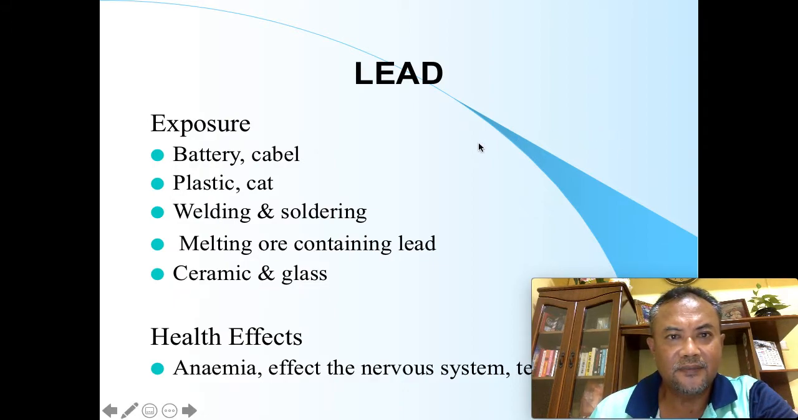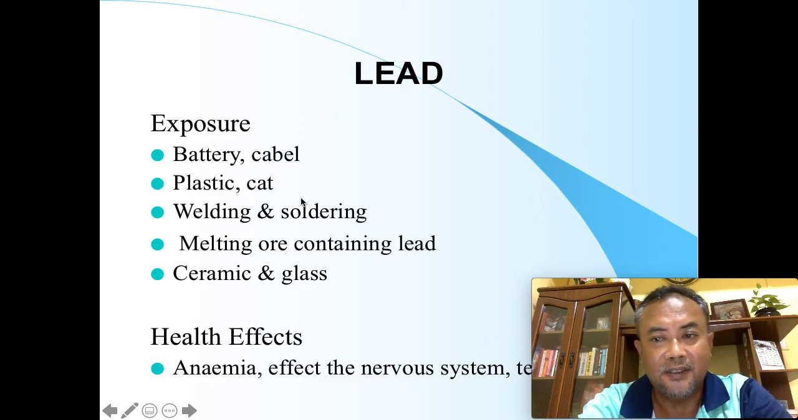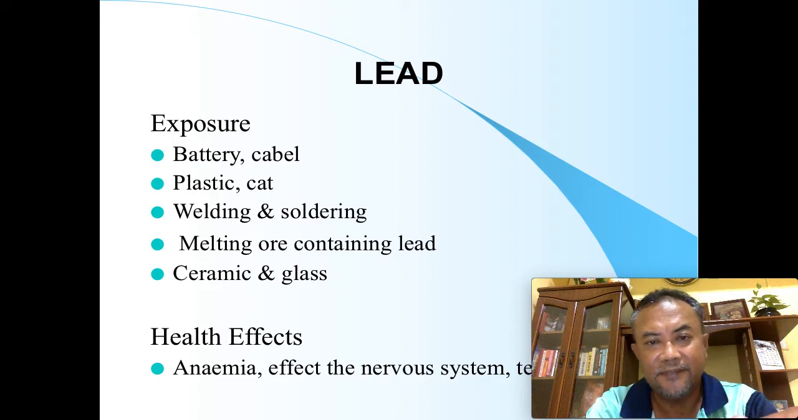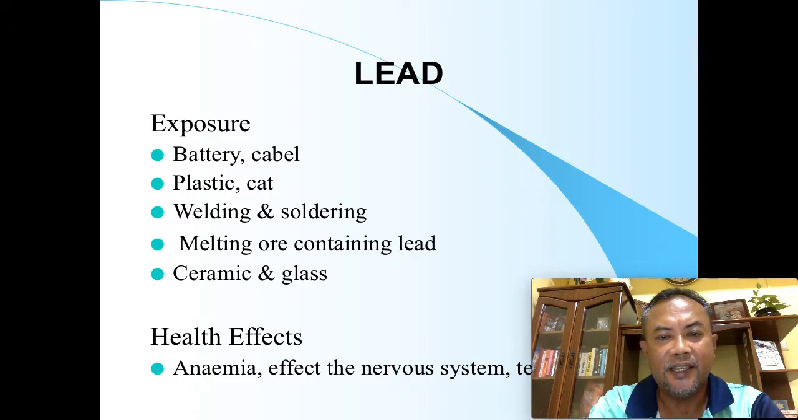The activities that involve using lead are battery, cable, plastic, and paint, people who make paint or paint walls and so on use lead. Welding, which I wanted to mention earlier, and soldering, is using lead, melting or containing lead. There is a process of melting iron. They're using lead also. If the factory is involved in the process of ceramic and glass, they also use lead.